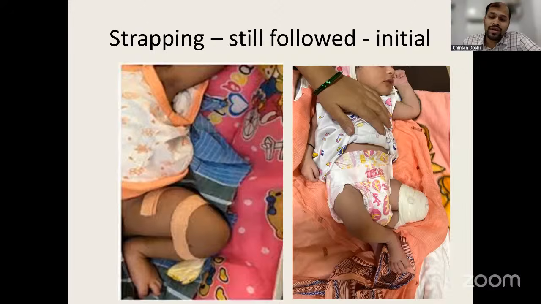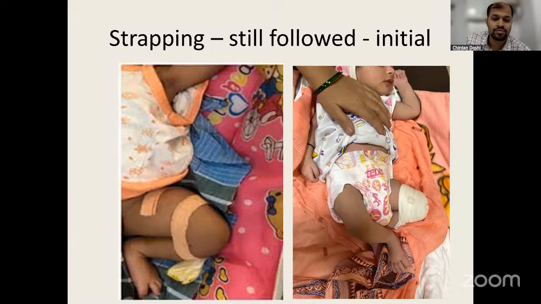You can apply a small tongue depressor or a wooden tongue depressor, bend it to 90 degrees, and apply it as a splint with a soft roll or a cotton bandage around the thigh. That is what I do if we don't have an immediate Pavlik harness at our disposal. So just immobilize the limb with soft padding and then convert it to a Pavlik harness or another modality whenever it is available.